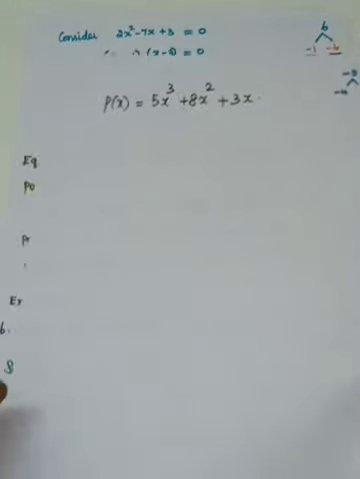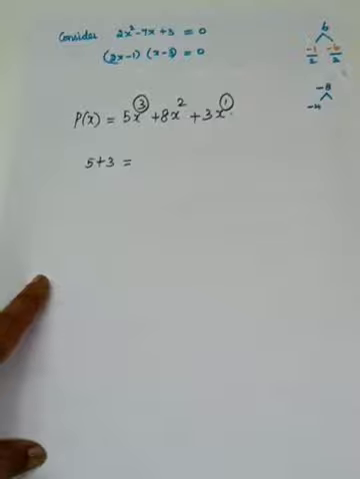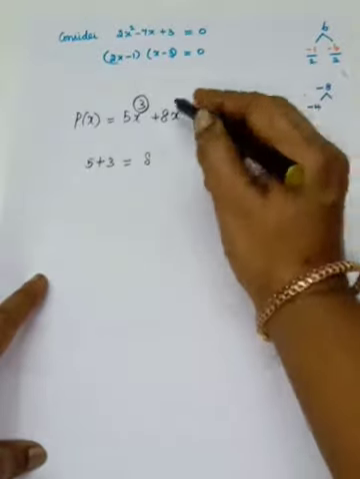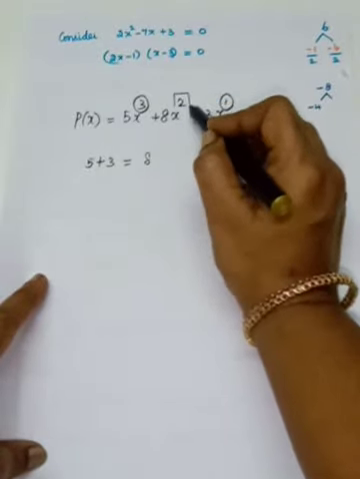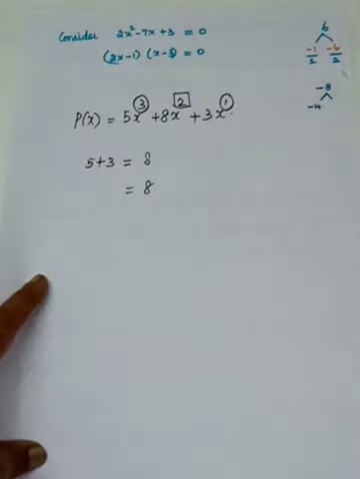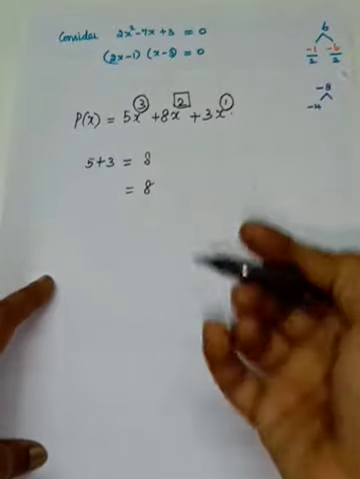So the odd power coefficients, what is it? 5 plus 3. This is the sum of the coefficients of the odd powers, that is 8. So you will have only one even power, that is 2, and its coefficient is also 8. So the sum of the coefficients of odd power is equal to the sum of the coefficients of even power. If it's so, what is the conclusion?